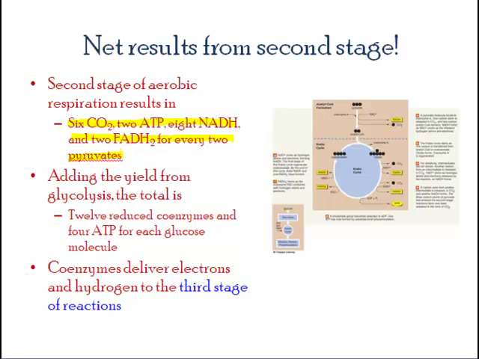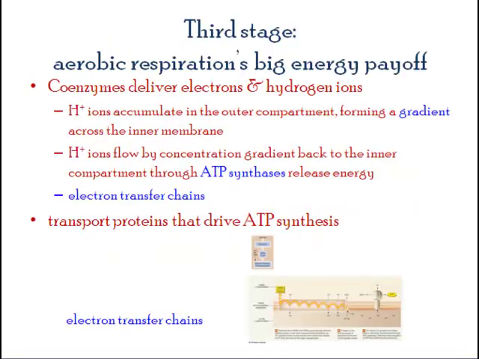Now, at the end of respiration, all of these electrons are going to be transferred to a 3rd step of reaction. In the 3rd step, which is sometimes also called the big energy payoff, a lot of movement of electrons is going on.